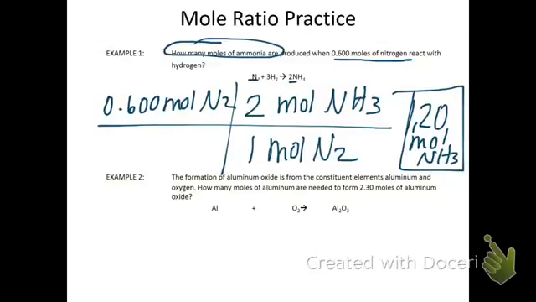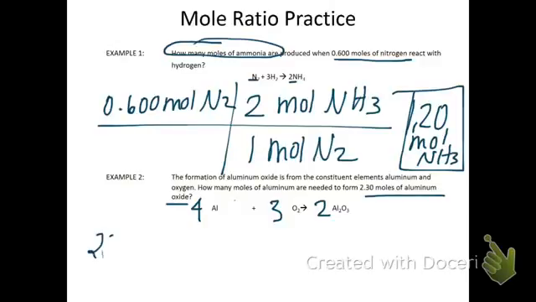So this next example has the formation of aluminum oxide from aluminum and oxygen. It wants to know how many moles of aluminum are needed to form 2.3 moles of aluminum oxide. Okay, so that's our given. I always try to underline our given. But what do I need to do first? Balance the equation. Anybody want to tell me what those coefficients would be? 4, 3, 2. Thank you. 4, 3, and 2. So now we can proceed.